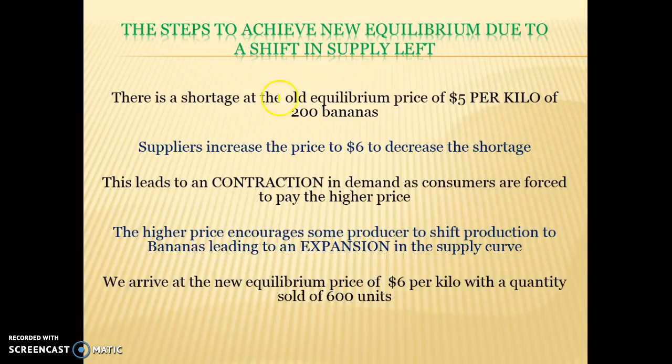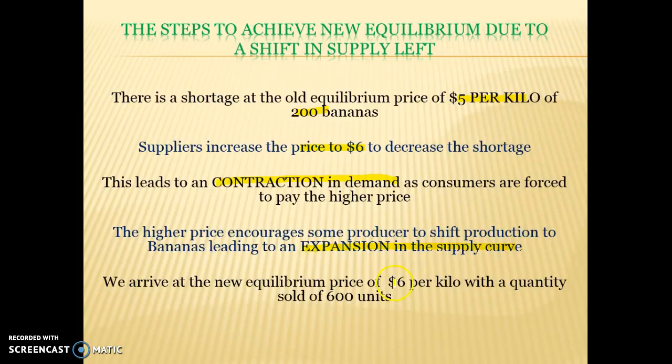And to go through that again, there's a shortage at the old equilibrium price of $5 per kilo of 200 bananas. Suppliers increase the price to $6 because they've got a shortage and they want to maximise their profits. This leads to a contraction in demand because people can't afford the higher price. It also leads to an expansion in supply because self-interested producers will shift their resources into areas where they can get a higher price.